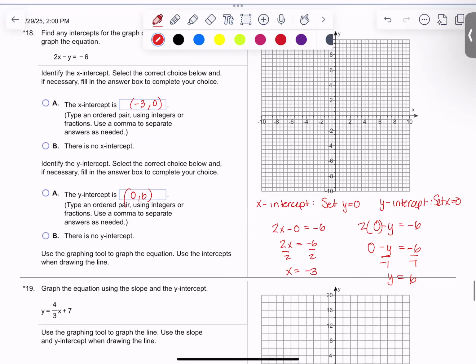So we're going to plot negative 3 for x and 6 for y. All right, so we have those plotted, and we can draw a line between them.